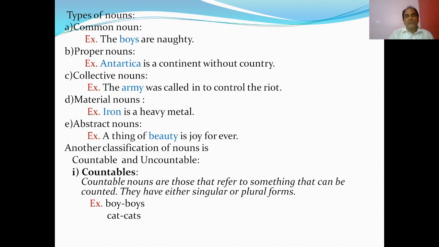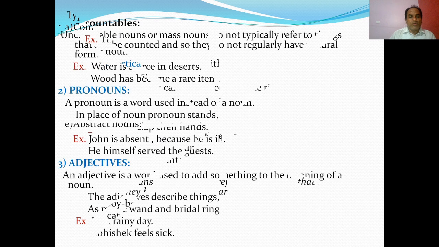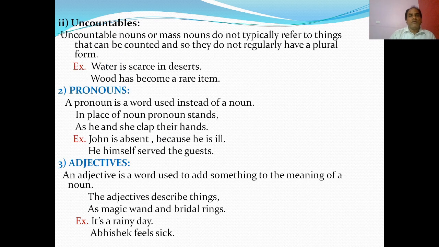Countable nouns are those that refer to something that can be counted. They have either singular or plural forms. Boy, boys, cat, cats are countable nouns because they can be counted and they have both singular and plural forms. But what are uncountable nouns?